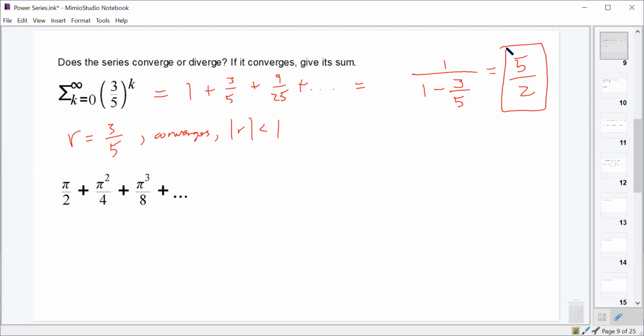All right, what about this one? Is A always the first term in the series, or is it the coefficient in front of the 3/5? It's the first term in the series, Nick. A is the first term of the series.